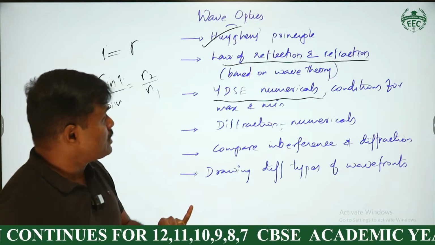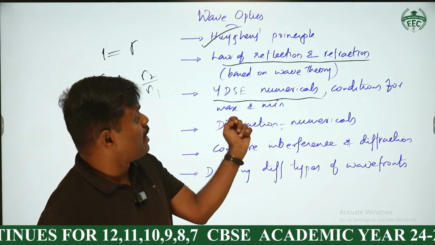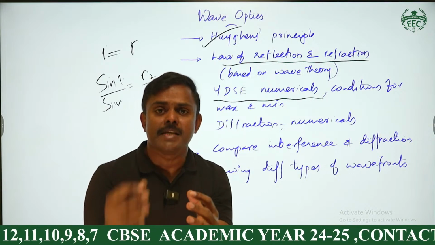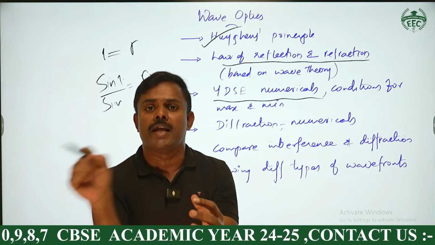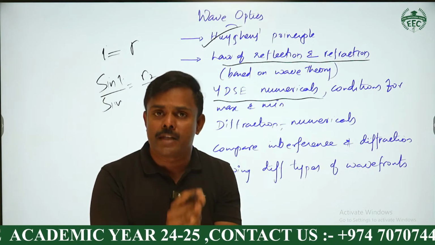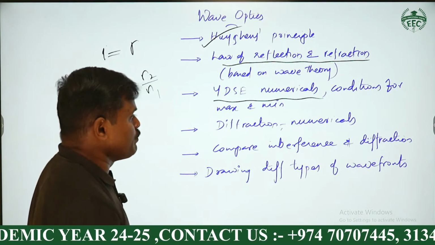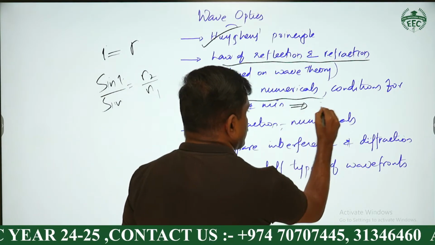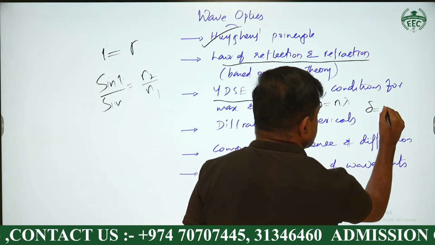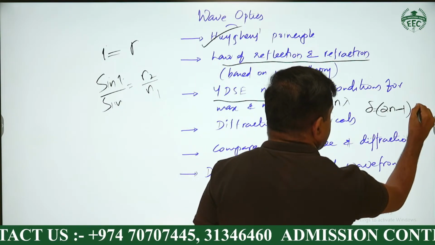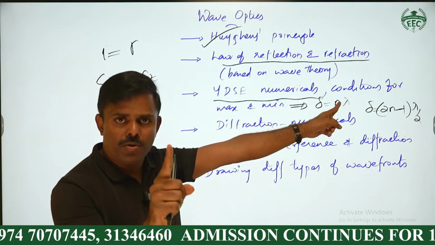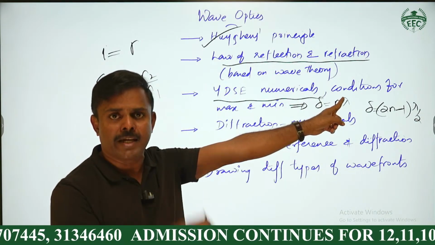Then there is an important point, the condition for maximum and minimum. In interference, the condition for maximum is path difference equal to n lambda. The condition for minimum is path difference equal to (2n minus 1) into lambda by 2. Here n has to start at 0 for the maximum. The 0th band, the central band, is always a maximum.